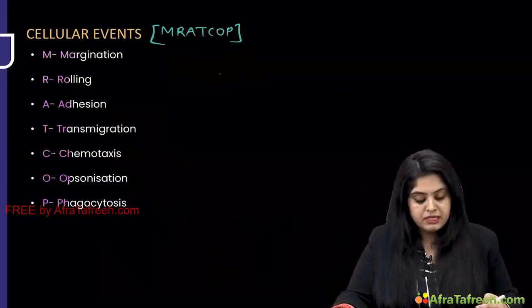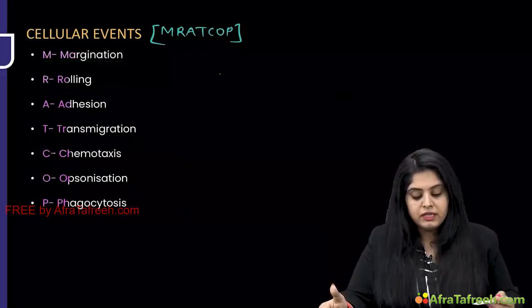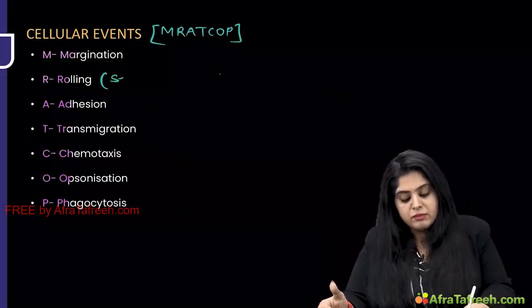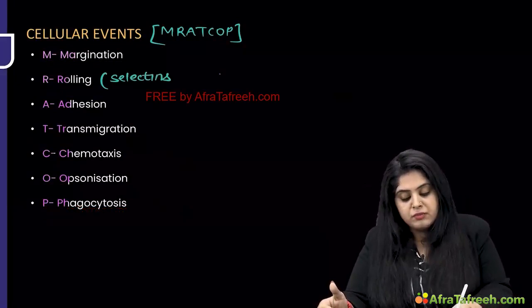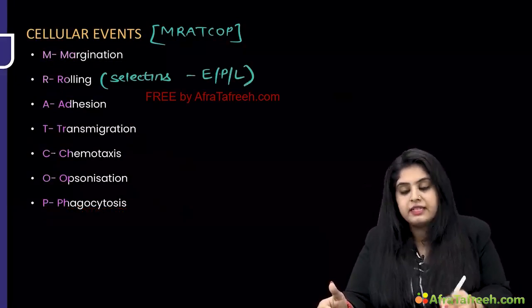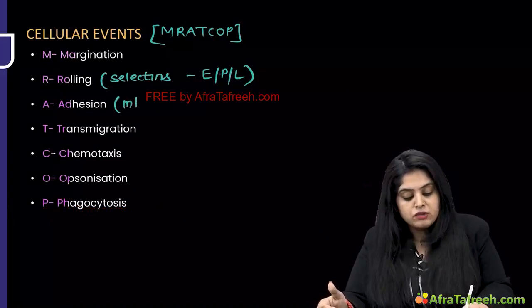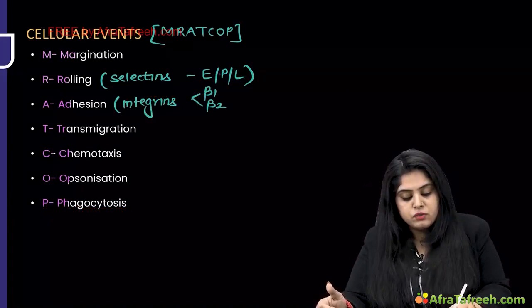So finally you say, ma'am, I'm so happy that this MRAT COP mnemonic of mine is done. Let's do a repeat. When I'm talking about M for margination, then we have rolling. Rolling is because of what? Rolling is because of selectins. Do you remember English Premier League? E-selectin, P-selectin, L-selectin. Adhesion is because of what? It is because of integrins. How many integrins? Beta 1 and beta 2.